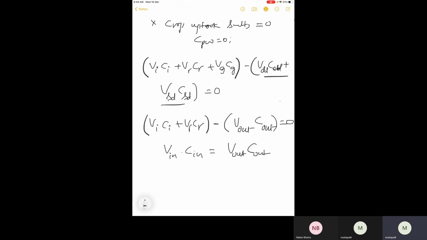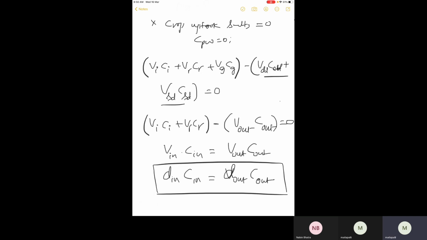Or I can put in depth units instead of volume units, because mostly we're talking about the irrigation and all in depth units. So that the area term can be hidden. So D in, that's the input depth, times C in is equal to D out times C out. Okay, so you keep this.